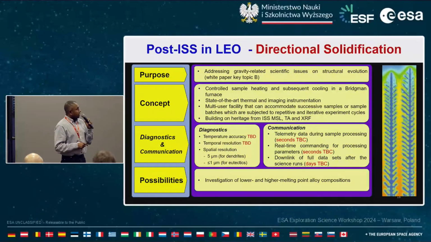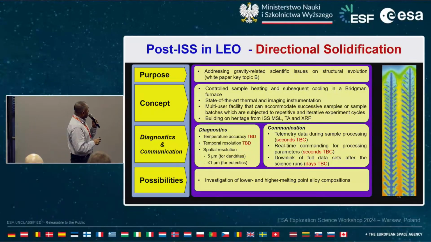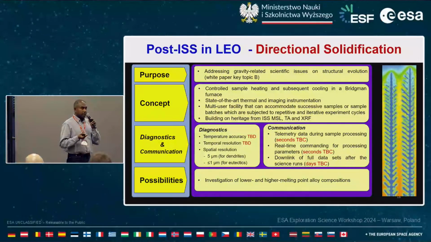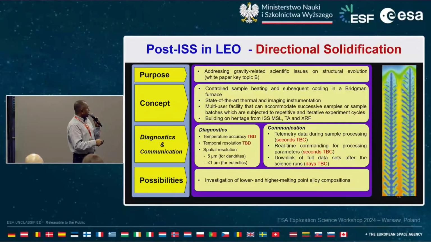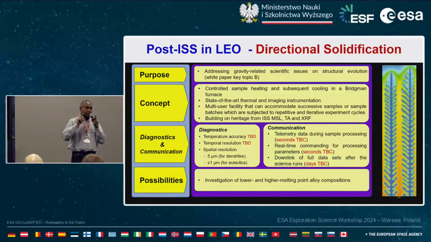Then the second area we identified is the directional solidification facility. It is complementary to the existing X-ray facility as well as the directional solidification facility. Again, the purpose is addressing gravity-related scientific issues on structural evolution. Here we particularly focus on improving temperature accuracy, temporal resolution, and spatial resolution of our measurements. We also expect to improve communication, telemetry data during sample processing, and real-time commanding for processing parameters. And again, we expect to increase the temperature range, so that high temperature alloys can be studied using this facility.